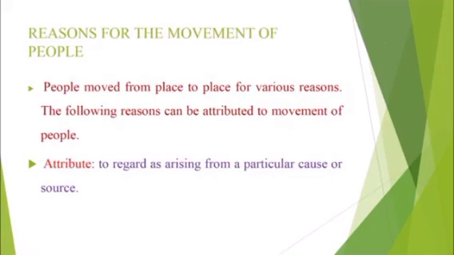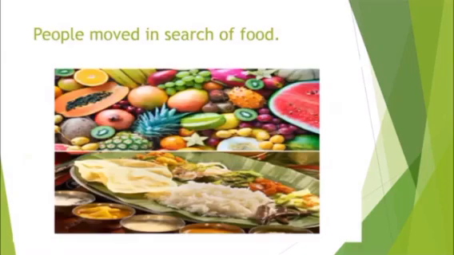People moved from place to place for various reasons. The following reasons can be attributed to movement of people. Here, attribute means to regard as arising from a particular cause or source. So, the first reason is people moved in search of food.